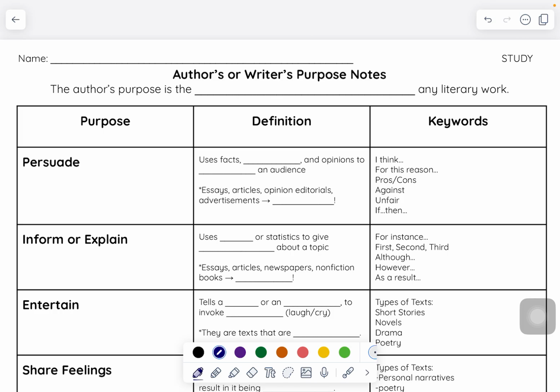In sixth grade, we actually learn PIES, P-I-E-S. So I want you to go ahead and write that somewhere at the top. This is the word that's going to help us remember all four purposes when it comes to author's purpose. So at the very top, it says the author's purpose is the blank, any literary work. What we're going to write is reason for writing.